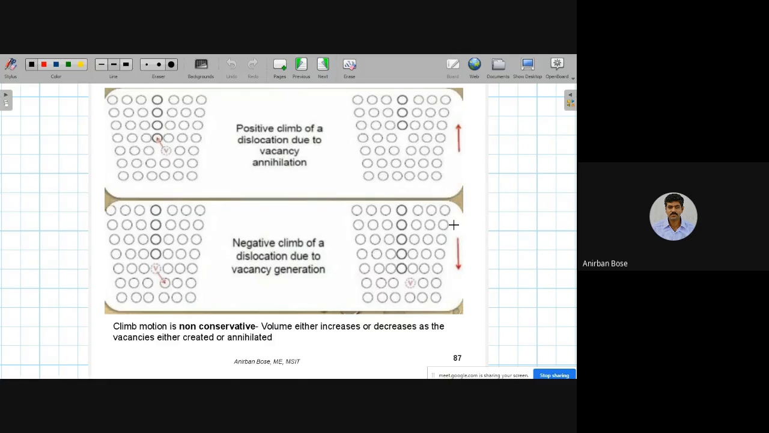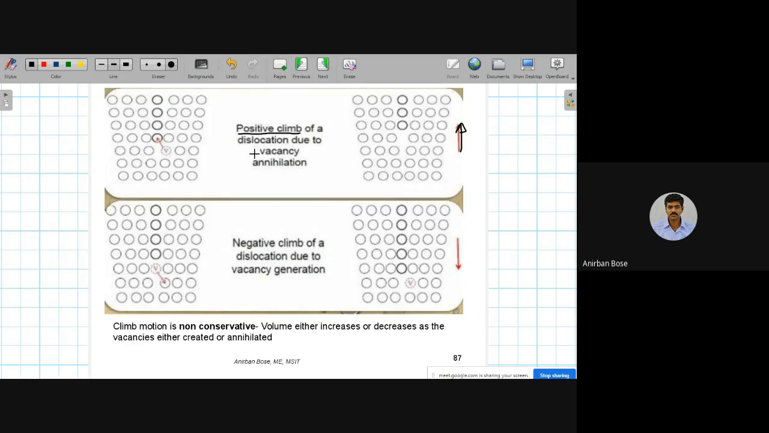So here, another good visualization. You can see here is the part plane, and in the case of positive climb, you can see the positive climb motion where this particular atom goes somewhere else, and ultimately the part plane shrinks. So in this way, this is the positive climb motion, or the climb up motion.